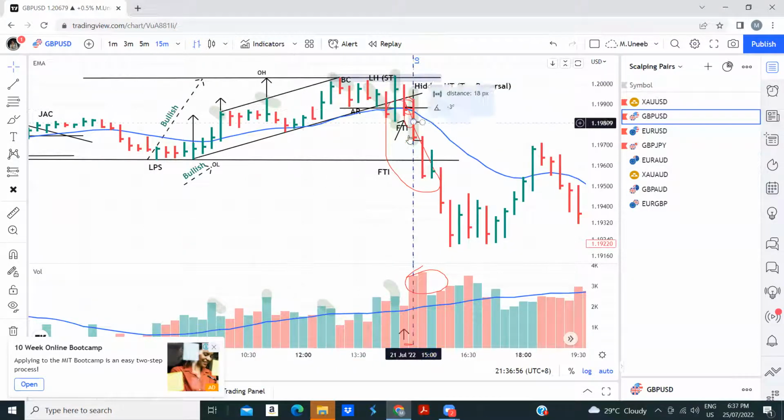You see this trend channel falling through ice. We have an accelerated move to the downside, and then we have another FTI, falling through ice, another FTI. Now the bias has changed. The major bias right now has turned bearish.